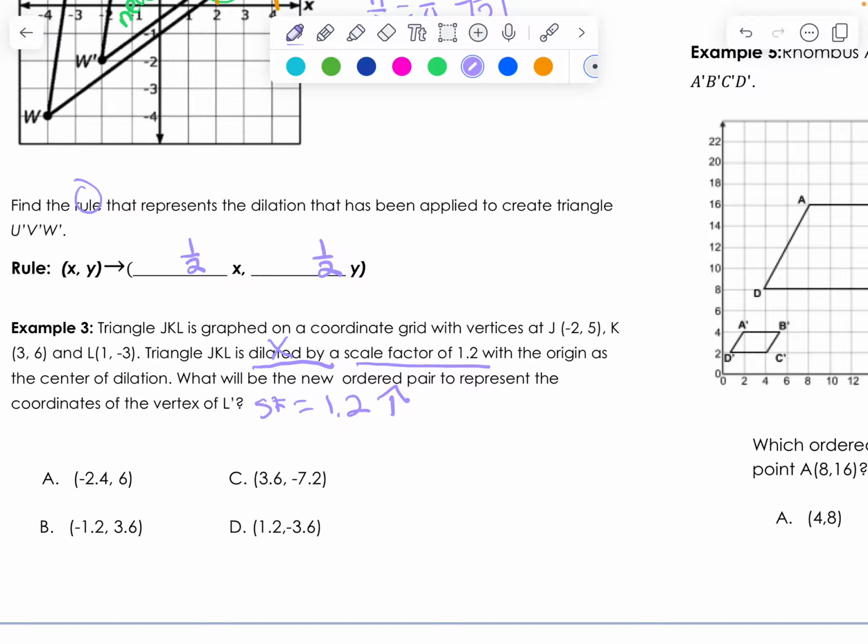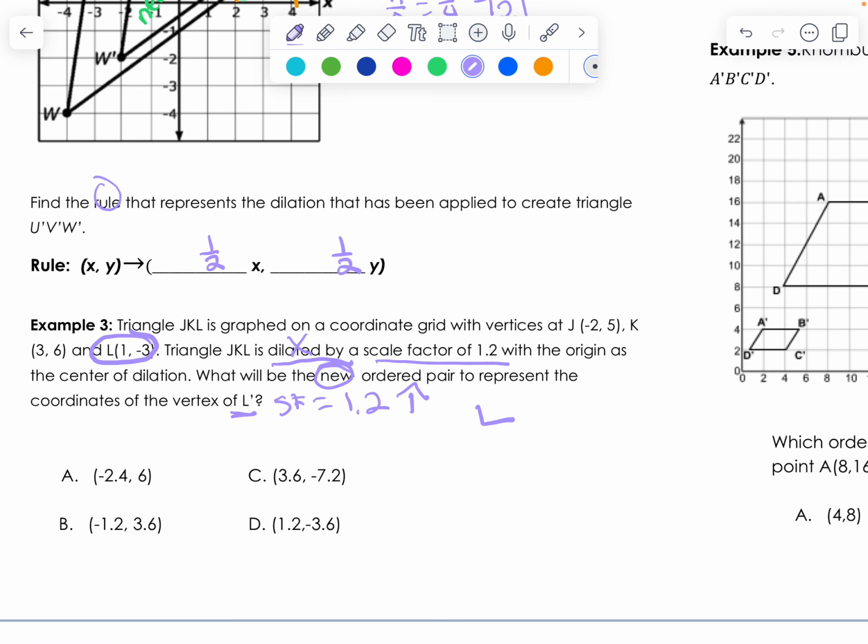They want me to find my new L. So I know that the L point is right here. I'm going to write down L is 1, -3. They want me to find the new, and they gave me the scale factor. So to find my new, I'm going to multiply the x value by 1.2 and the y value by 1.2. I know that 1 times 1.2 is going to be 1.2. That's my new x value.